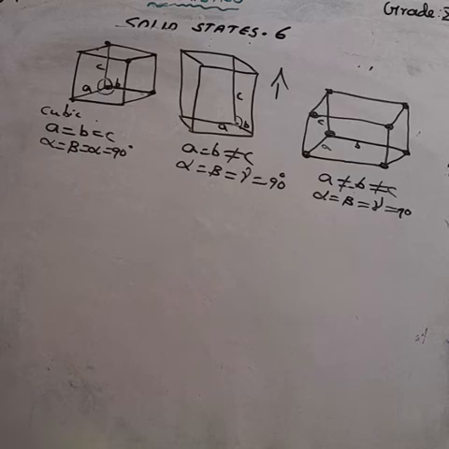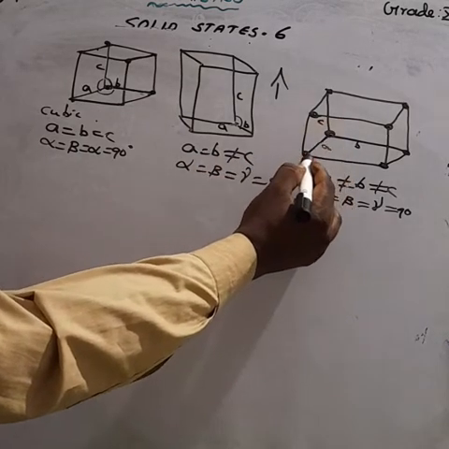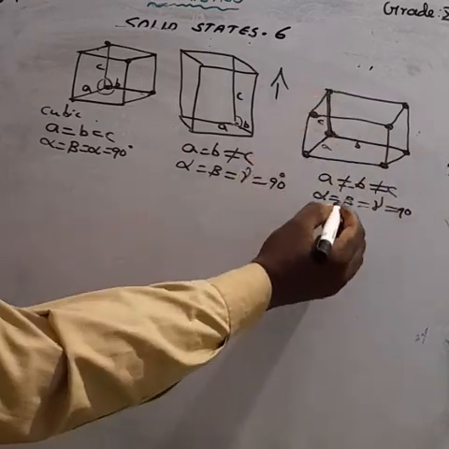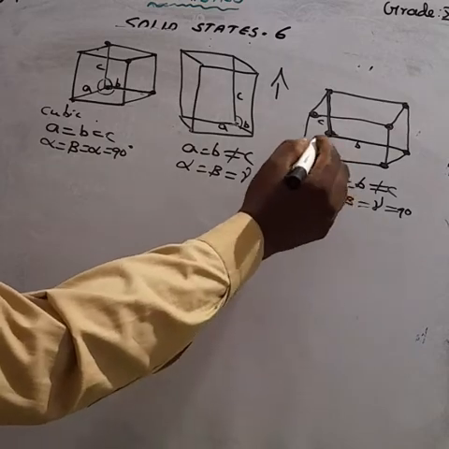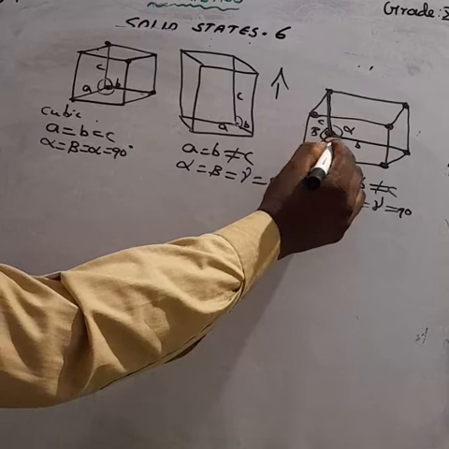Here it is telling about different lengths, meaning A, B and C are different lengths. But the angles are same. Approximately the angles are same. Alpha is equal to 90 degree, beta is equal to 90 degree, gamma is equal to 90 degree.